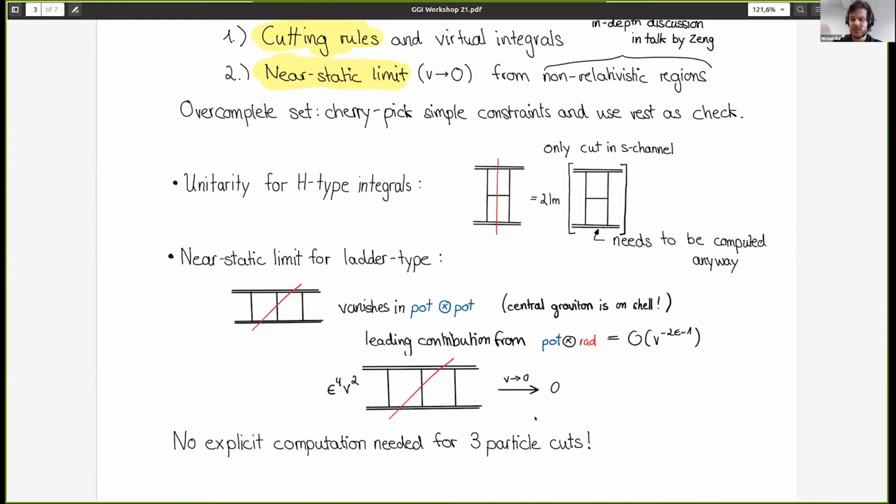And these two rules together allow us to fix all the boundary conditions for the cut integrals. And it's, I think, very nice that in principle one only needs this power counting arguments and unitarity. And for the three particle cuts, we don't need to do any new computation, so to say.